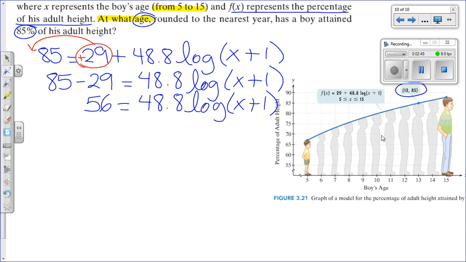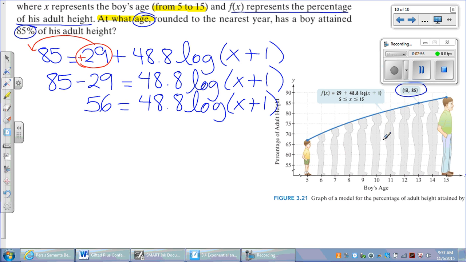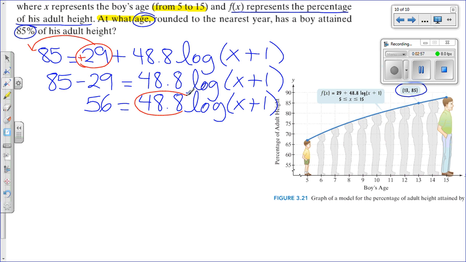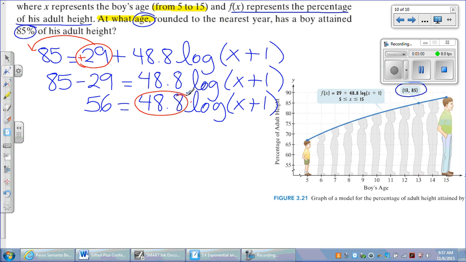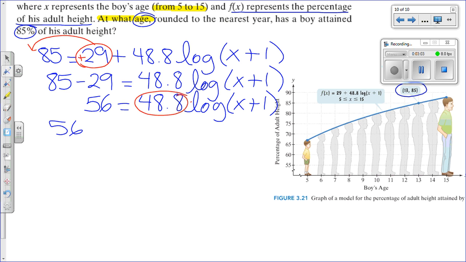So what should we do next, guys? Then you divide. Before we convert to exponential, the 48.8 is multiplying to the log of x plus 1, so we're going to divide. And I want you to just leave it like that, do not divide them yet, we will just leave it as a fraction. Especially if you are working on your MyMathLab homework, because I don't want you to round too soon.